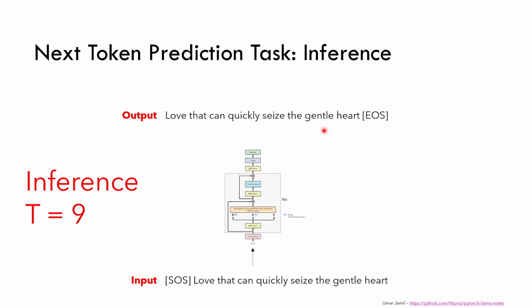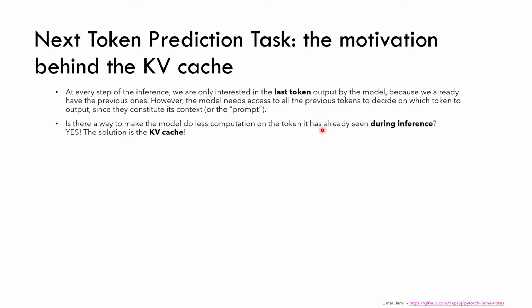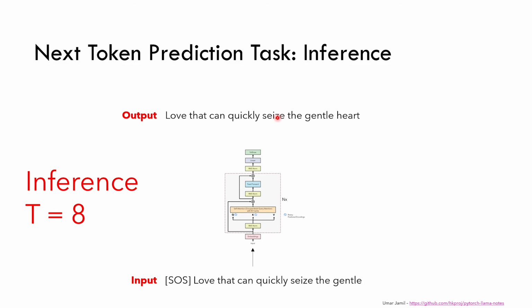Now, there is a problem with this approach. Let's see why. At every step of the inference, we are only interested in the last token output by the model, because we already have the previous ones. However, the model needs access to all the previous tokens to decide which token to output, since they constitute its context or the prompt. So what I mean by this is that to output, for example, the word "D", the model has to see all the input here. We cannot just give the "C". The model needs to see all the input to output this last token "D".